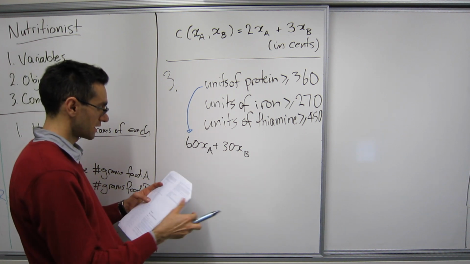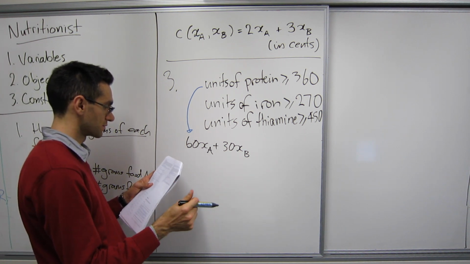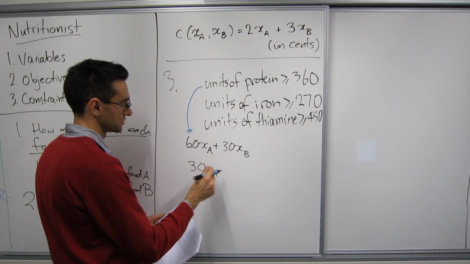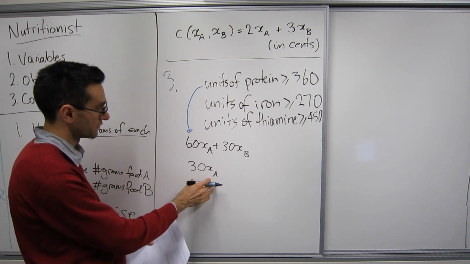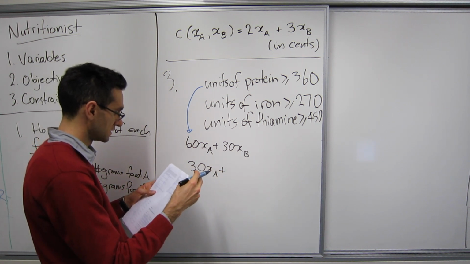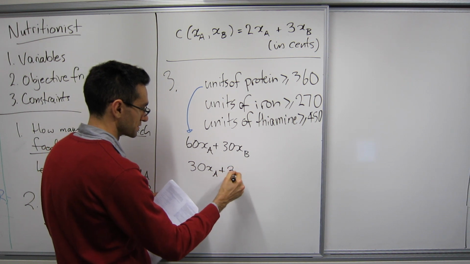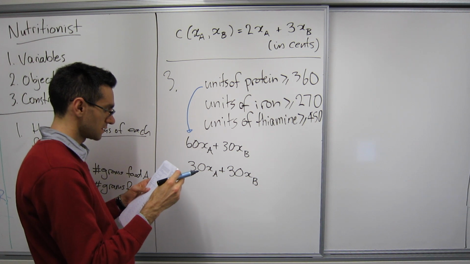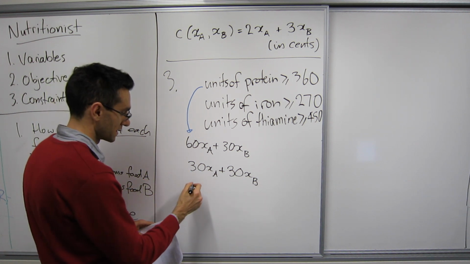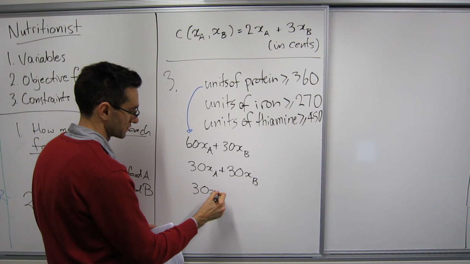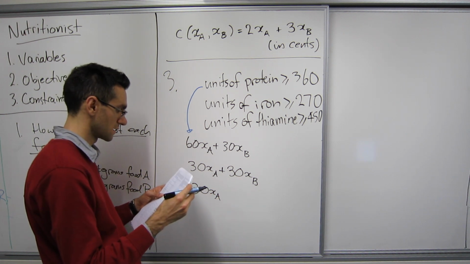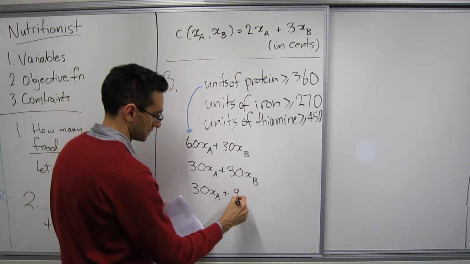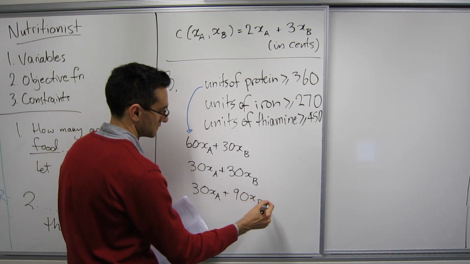And likewise, units of iron: 1 gram of food A contributes 30 units of iron. So food A will contribute 30XA units of iron, and food B contains 30 units of iron per gram as well. And food A contains 30 units of thiamine per gram. So 30 times the number of grams will give us how many units of thiamine for food A, and 90 units of thiamine per gram of food B.